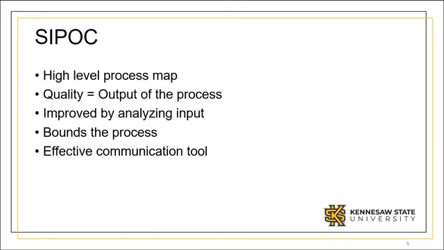One way to uncover stakeholders is through a CYPOK. CYPOK is a high-level process map that includes suppliers, inputs, processes, outputs, and customers. In a CYPOK, quality is judged based on the output of the process and improved by analyzing inputs and processing variables. Like any other process map, CYPOKs help us bound the process. They are also effective communication tools and ensure an aligned perception of how the team views the process.